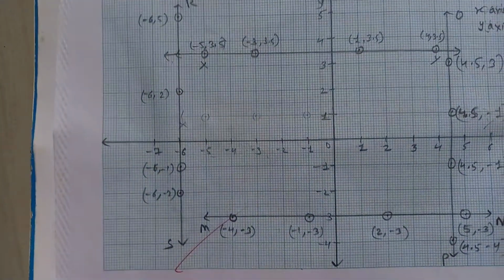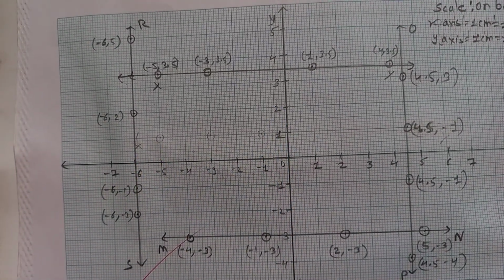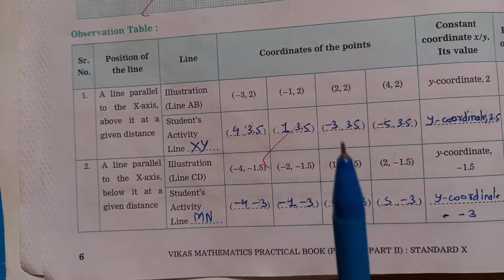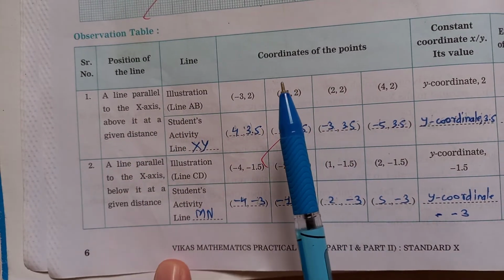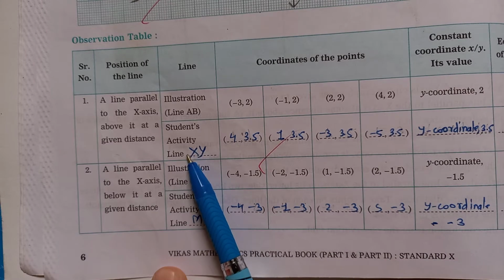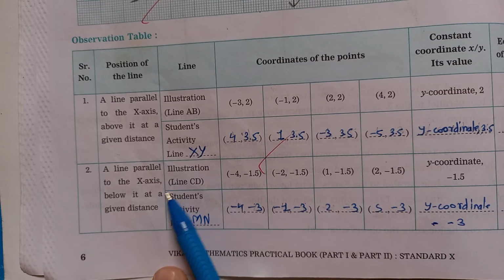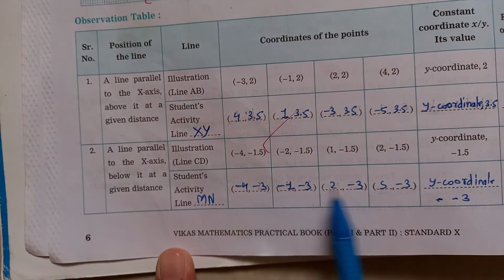So here this is the last year workbook. Okay, so this student solved this one like this. You can take any points and then in this table, see here, student activity, one activity is given from the previous one. So here you have to take another point. Here first, a line parallel to the x-axis below it at the given distance. Whatever distance you have taken, you have to draw the line parallel to that and write the x coordinate and y coordinate.